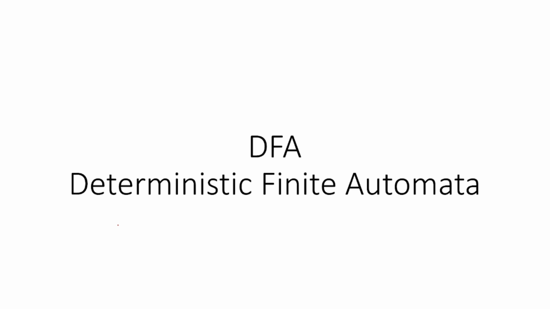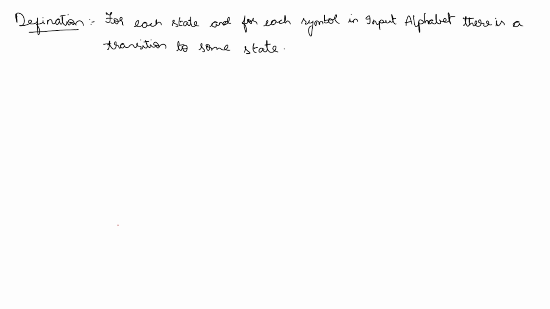In this video we are going to talk about deterministic finite automata. The definition for DFA goes like this: for each state and for each symbol in the input alphabet, there is a transition to some state. Let us understand this with an example.